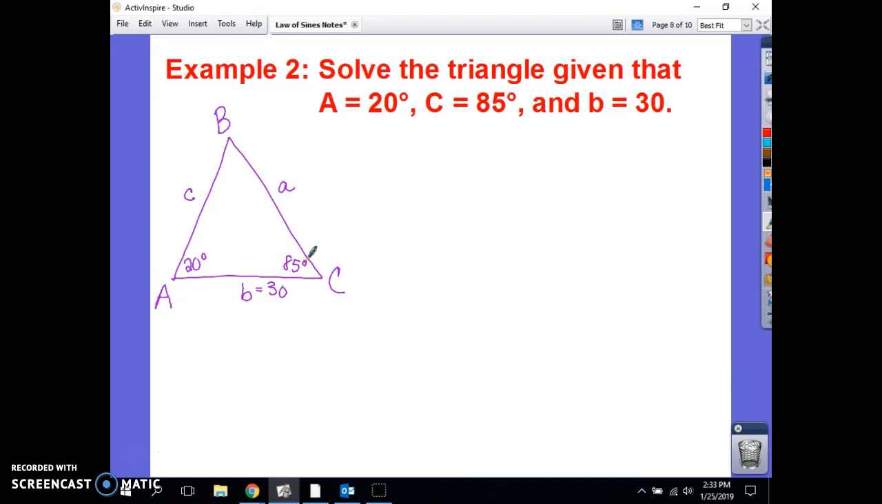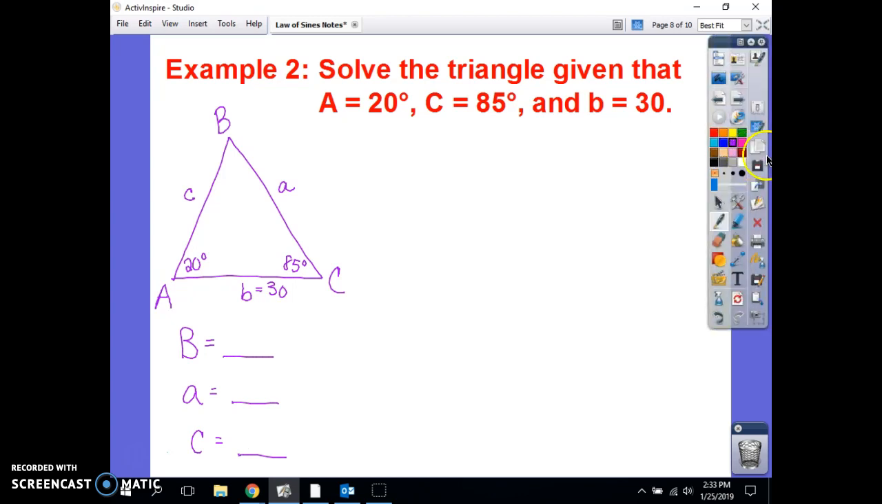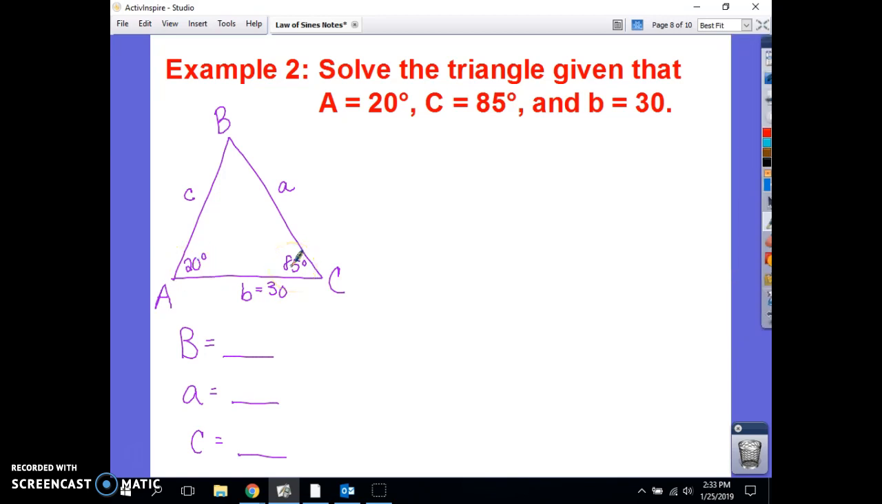So the directions again are to solve the triangle. That means that you need to find all of the missing parts. So we are missing big B, we are missing little a, and we are missing little c. Remember all three angles add up to 180 degrees. So if I know that big A is 20, and big C is 85, then I can find big B. So to get big B, I'm going to do 180 degrees minus 85 minus 20, and that tells me that big B is 75 degrees.